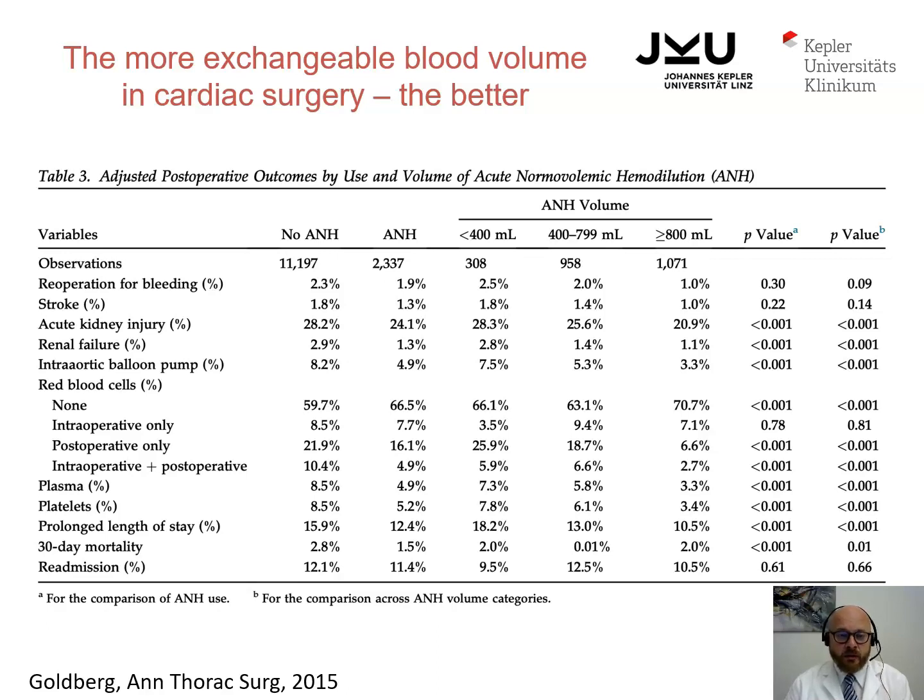And I want to focus you on the line which is called red blood cells. As you can see here, about 60% of the patients that didn't undergo ANH received red blood cells, but if there was a huge ANH volume of more than 800 milliliters, 70% of them didn't receive red blood cells. There are essential differences, and these differences depend on the amount of blood that is taken away in advance, so the theoretical advantage of ANH can also be calculated here.